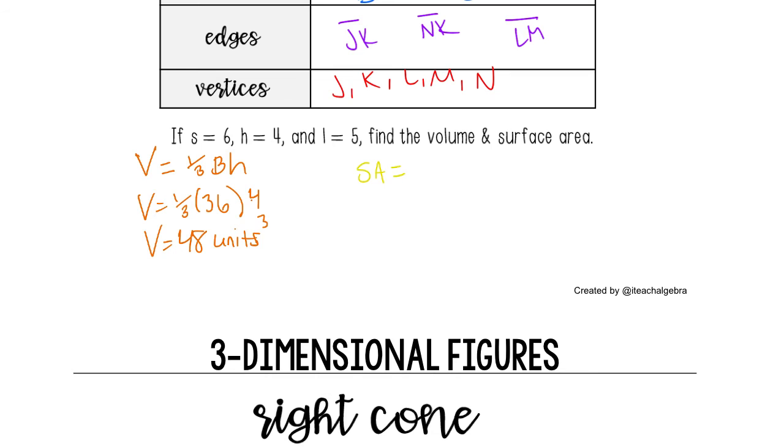Surface area, we also said, is going to be 1/2 the perimeter of the base times the length plus the area of the base. So 1/2, the perimeter of the base is 4S. So 4S is 24. The length is 5 as L, plus the area of the base is S times S. That's 36. So the surface area, half of 24 is 12. 12 times 5 is 60 plus 36. And 60 plus 36 is 96 units squared.